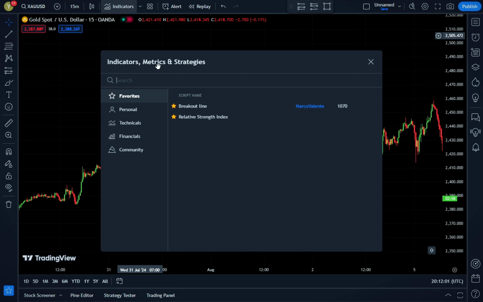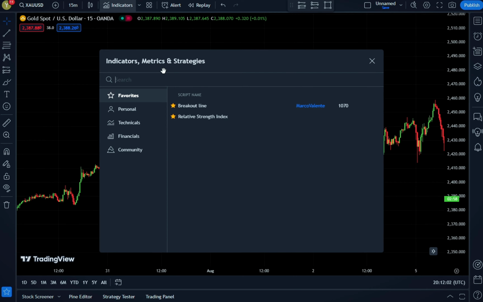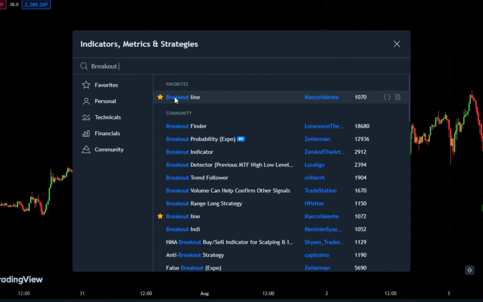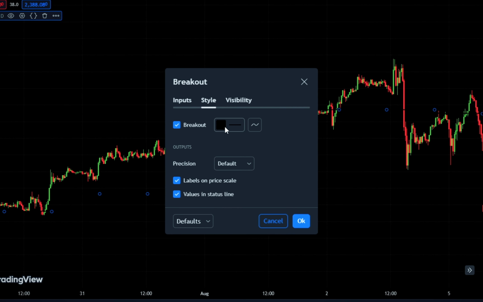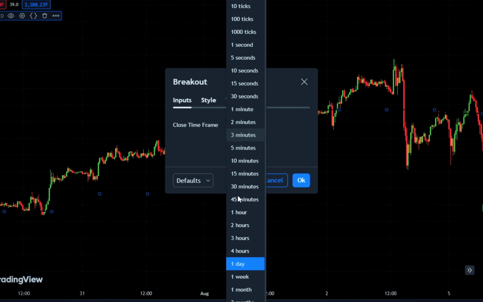You can go to TradingView. After that, go to the Search Indicators tab. In the Search Indicators tab, type in Breakout Line. Then just select the Breakout Line by Marco Event. Next, configure the Breakout Line indicator. Since the chart we are using is a 15-minute chart, set the close time frame to 4 hours.